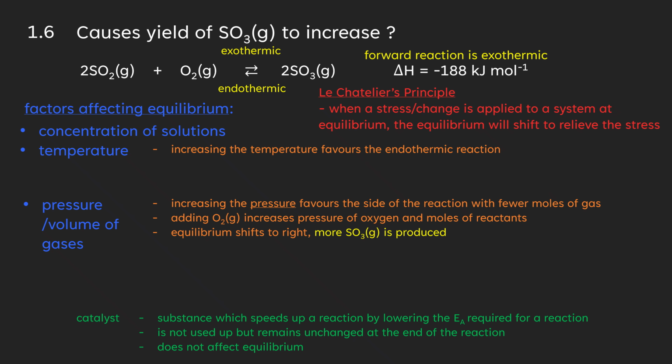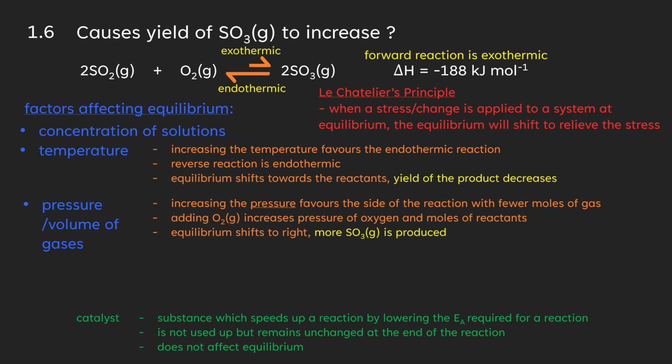Increasing the temperature of a reaction at equilibrium favors the endothermic or energy absorbing reaction. So in this case, the reverse reaction is favored since it is endothermic. Increasing the temperature will cause the equilibrium to shift towards the left, towards the reactant side. This will result in the yield of sulfur trioxide decreasing. We have confirmed that answer C is incorrect.